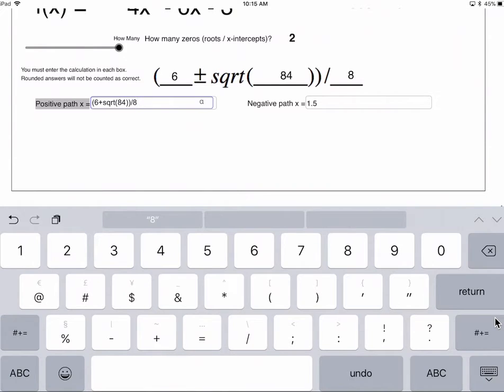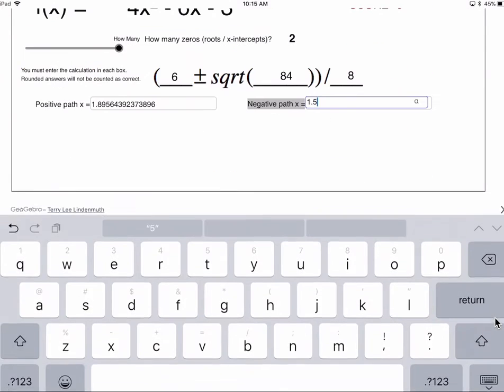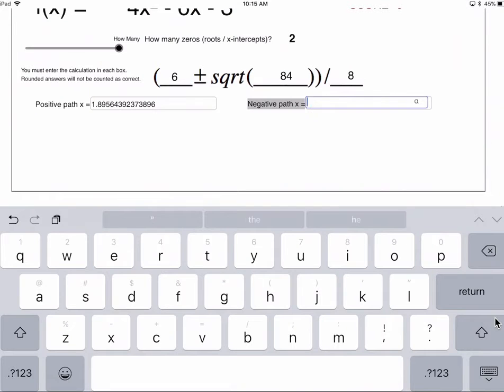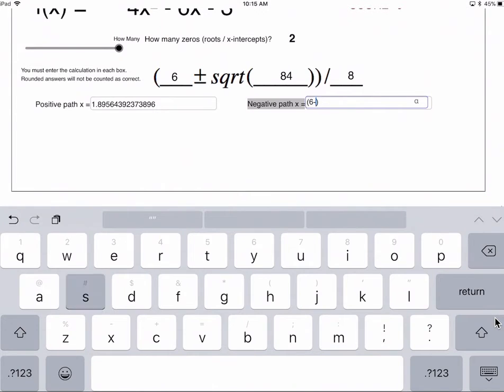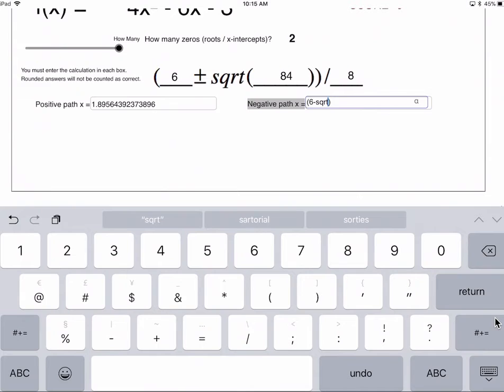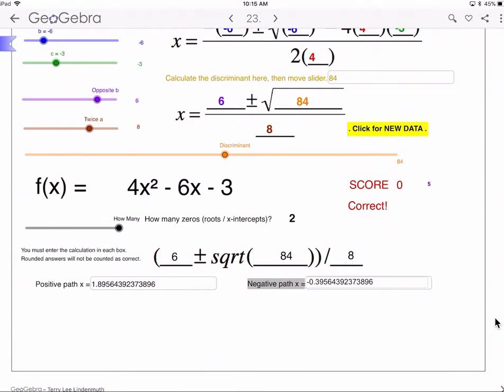I'm still not sure whether that's correct until I do the second or the negative path. Alright, I tap over into the negative path, delete, delete, delete, and start again with open parentheses 6. This time I'm following a negative path, so I'm going to say minus SQRT, open a parentheses 84, close, close, divided by 8. Double check before I press return. I press return, and those values are now correct, and it tells me I'm correct, and then I can click for new data.